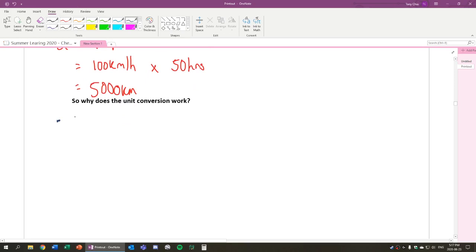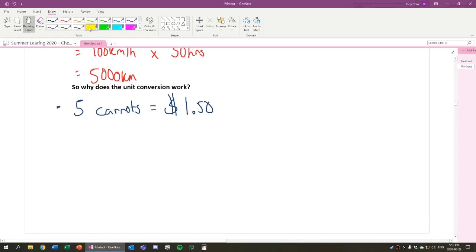Say you want to buy, let's say right now, 5 carrots. And when you go to the store, you might see that 5 carrots is equal to $1.50. Well, this is a ratio. 5 carrots equal to $1.50, or if you have $1.50, you could buy 5 carrots. Because these two are equal, these are equivalent. And whenever you have two things that are equivalent, we can actually turn them into fractions.